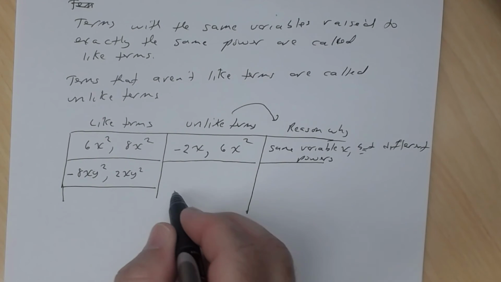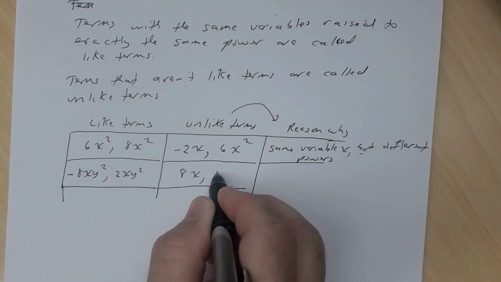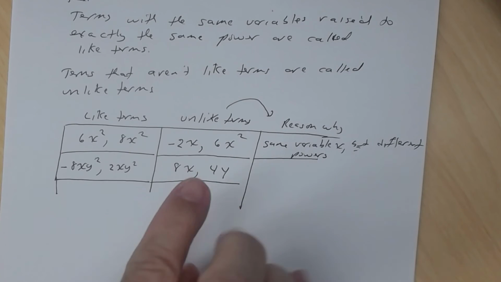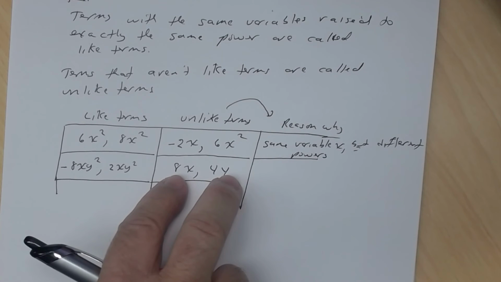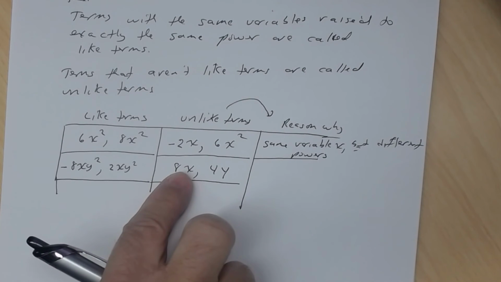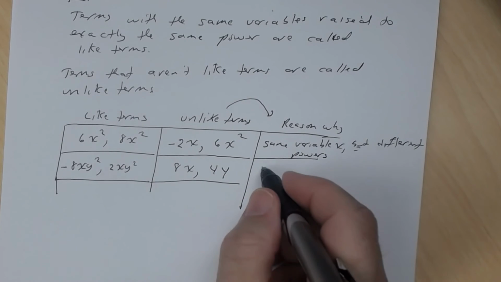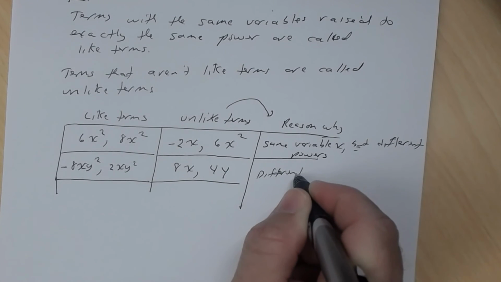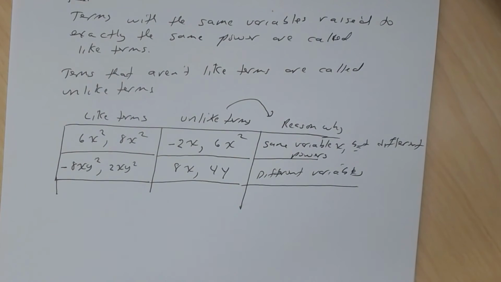Now look at this. 8x, 4y. These are not like terms because they both have different variables to begin with. You see how this is an x, this doesn't have an x. This has a y, this doesn't have a y. So they're not like terms because of different variables.